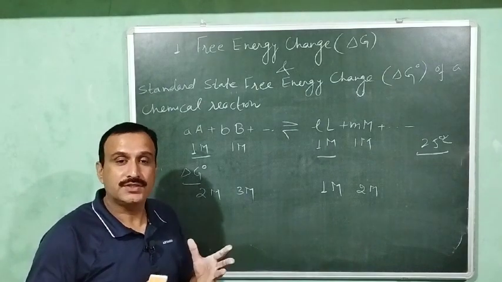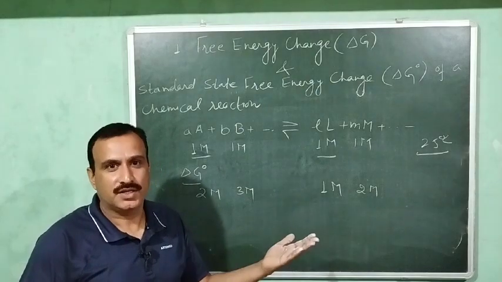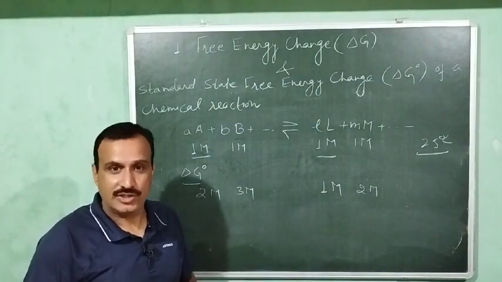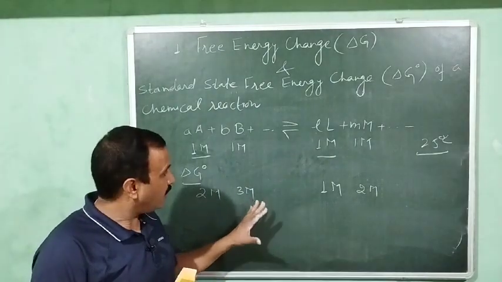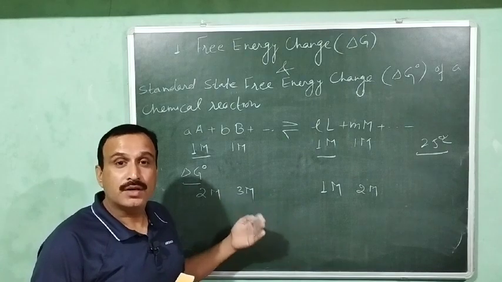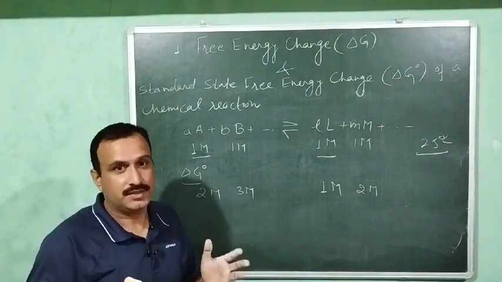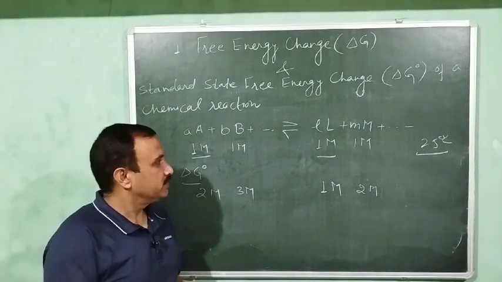That is, the free energy change at some other conditions, other than the standard conditions, will be called free energy change. So this is the difference between delta G and delta G naught, and I will explain it further when I explain chemical equilibrium in terms of free energy change in this video. So keep watching this video till the very end.